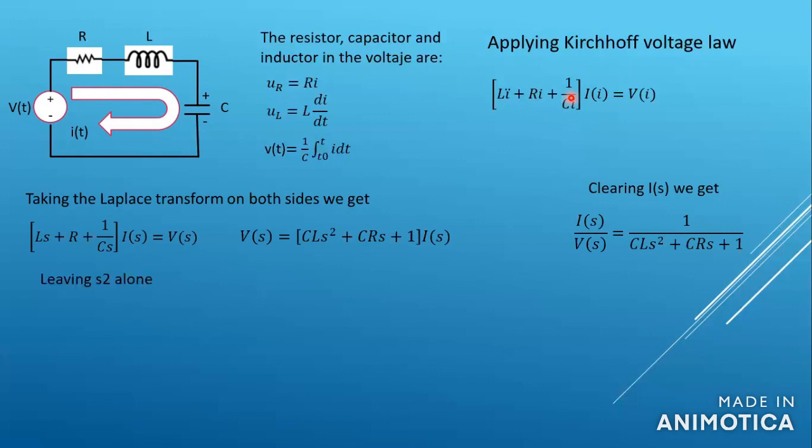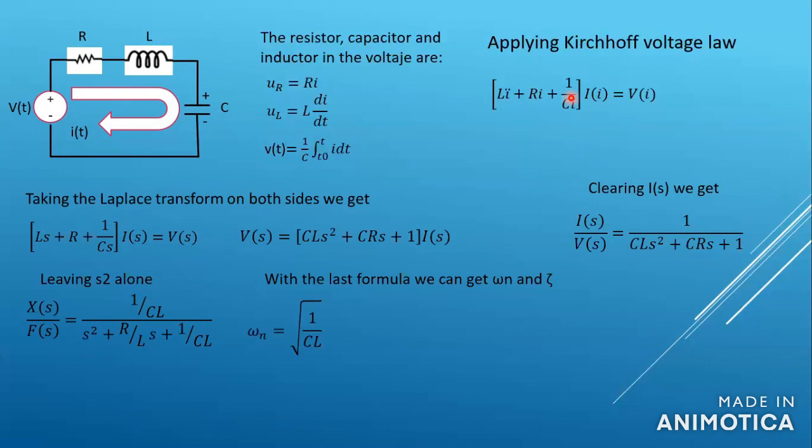Now, as I said in the previous example, we need to leave s squared alone. So leaving s squared alone, we get the transfer function equal to 1 over CL, over s squared plus R over L s plus 1 over CL. Now, with the last formula, we can also get omega n and zeta. As I said in the previous example, omega n squared is equal to the numerator of the Laplace transform. So omega n is the square root of 1 over CL.